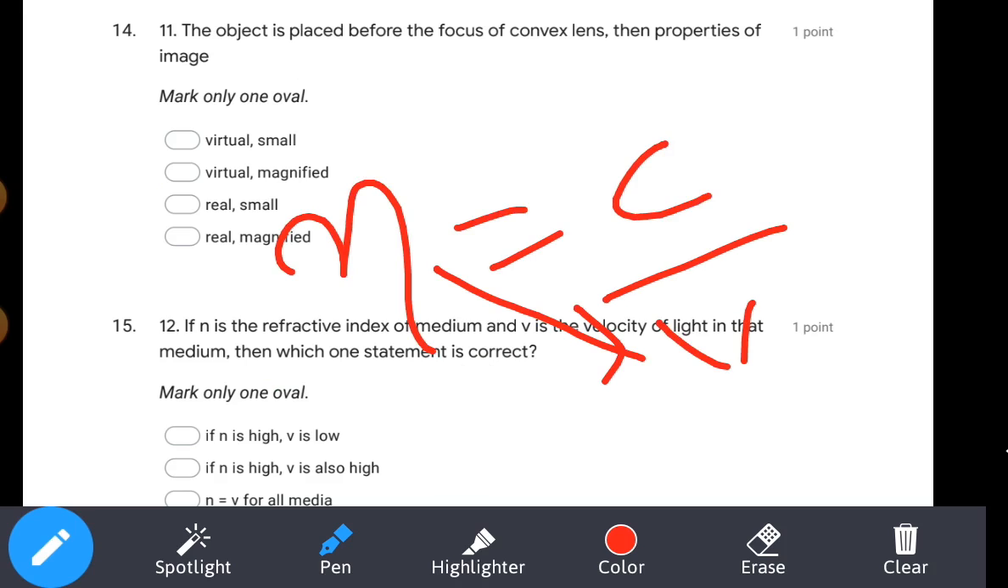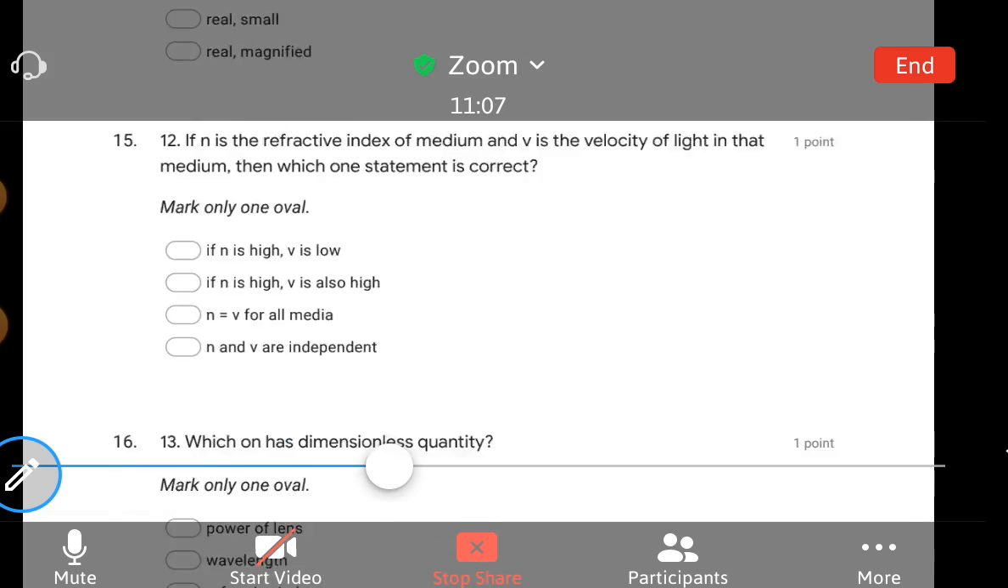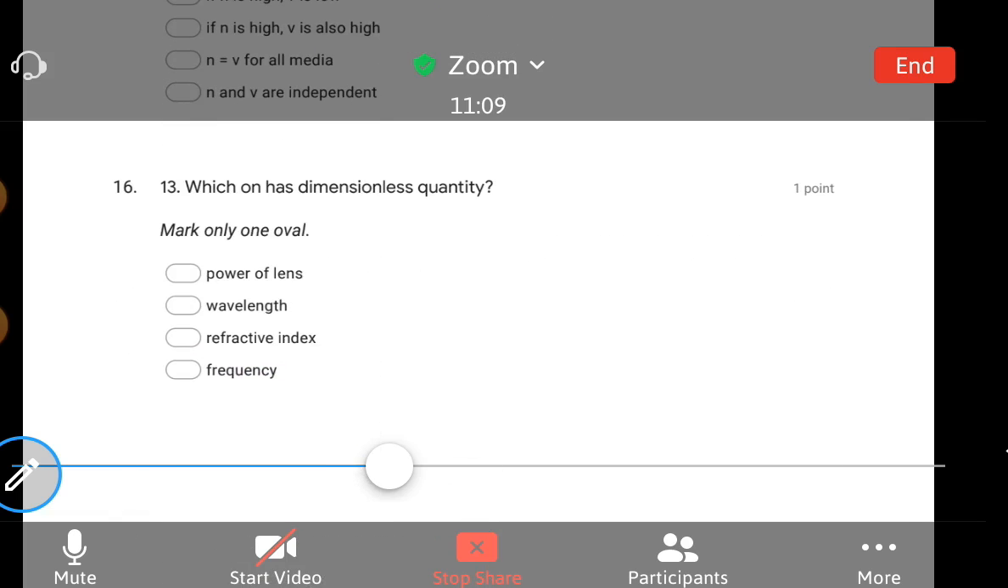So it is what? Inversely proportional. So if n value is high, v value will be low. So option number A is our answer. Okay, now next, 13th question.